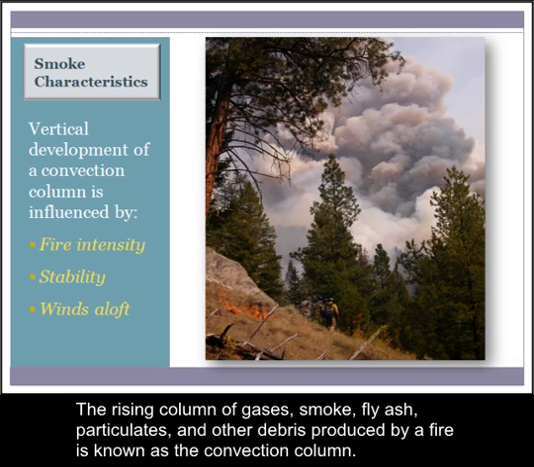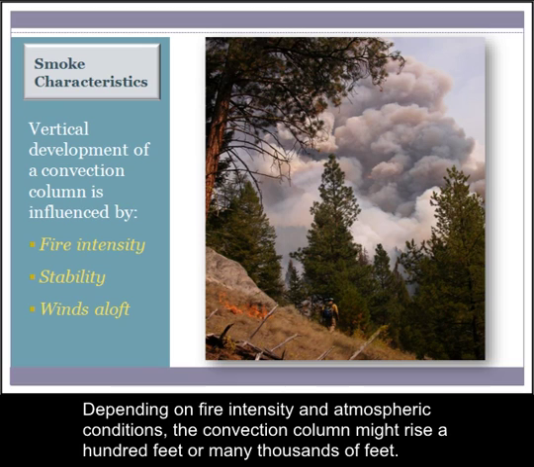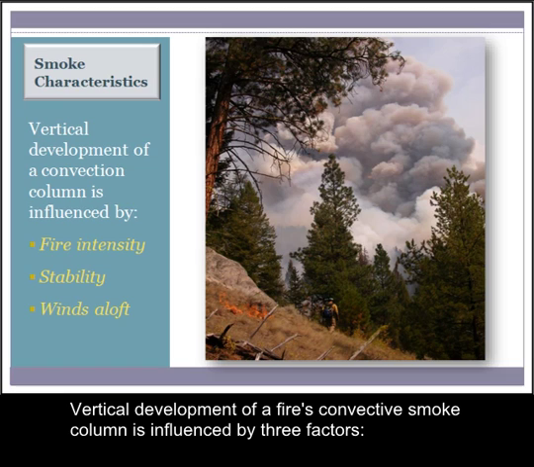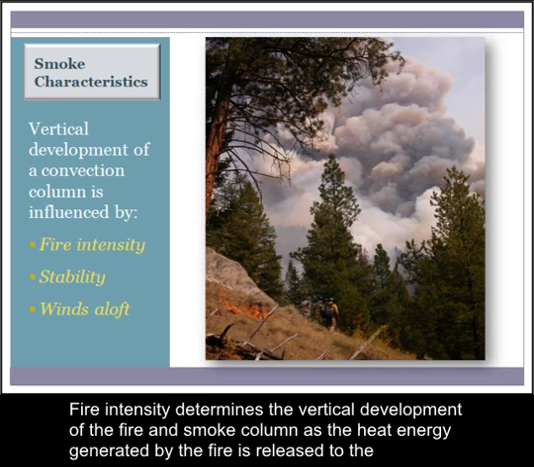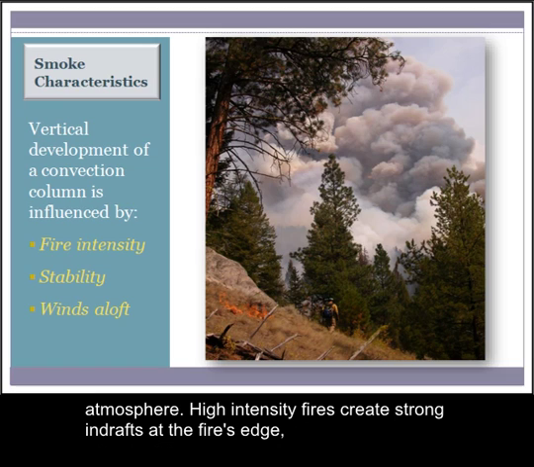The rising column of gases, smoke, fly ash, particulates, and other debris produced by a fire is known as the convection column. Depending on fire intensity and atmospheric conditions, the convection column might rise 100 feet or many thousands of feet. Vertical development of a fire's convective smoke column is influenced by 3 factors: fire intensity, stability of the lower atmosphere, and winds aloft. Fire intensity determines the vertical development of the fire and smoke column as the heat energy generated by the fire is released to the atmosphere.